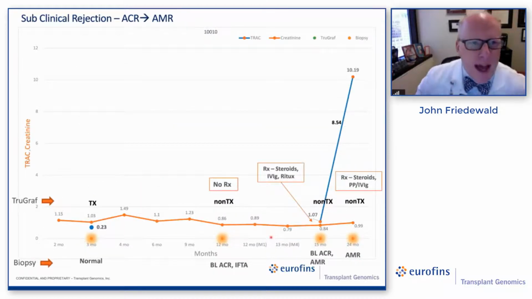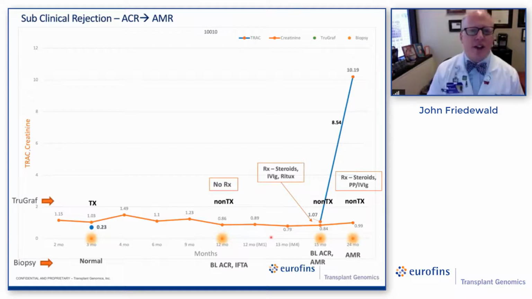This is a patient who had subclinical acute cellular rejection, which eventually evolved into antibody-mediated rejection. I wanted to show this case because when we think about how this happens in an individual kidney graft, we have an early cellular response, which then leads to a memory response and antibodies. And this is a great example of that.